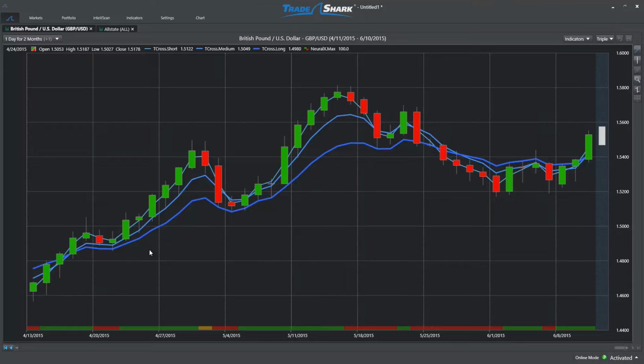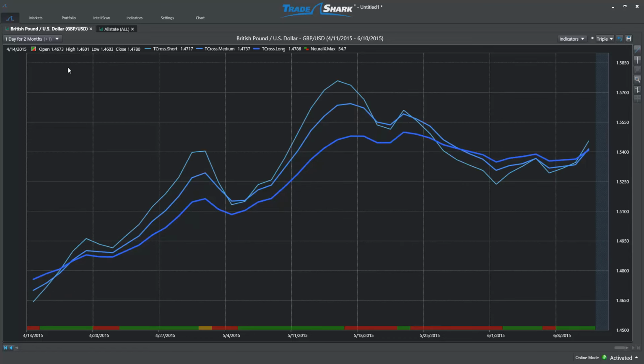This week we will examine the triple crossover. This indicator utilizes TradeShark's predictive technology to produce a better, more reliable trading tool that not only confirms longer-term trends, but also identifies shorter-term trade setups that offer great reward relative to risk. I'll demonstrate a few of these techniques shortly, but first, let's take a look at the indicator on its own.